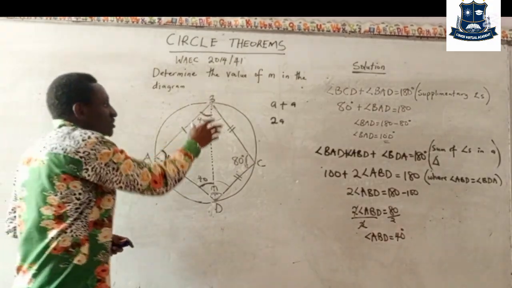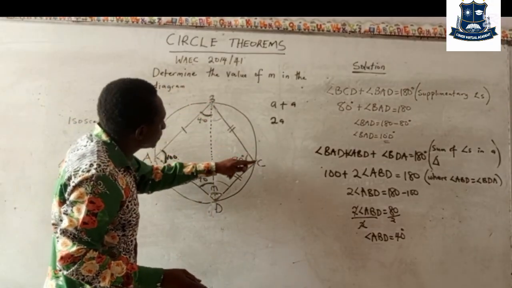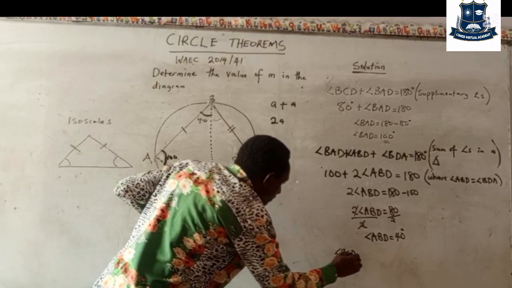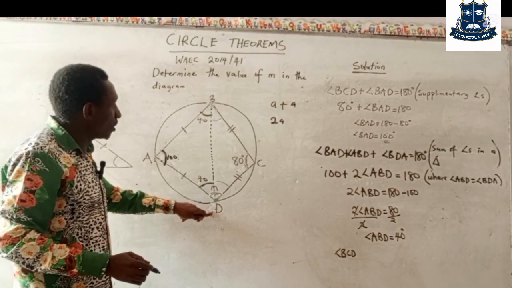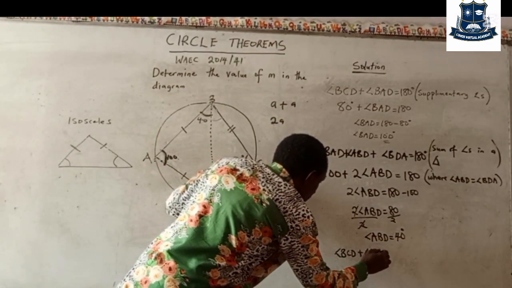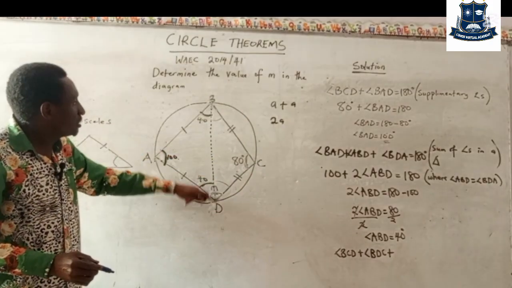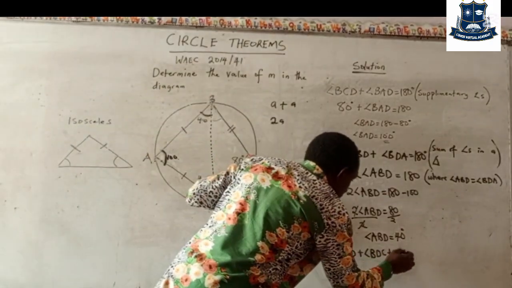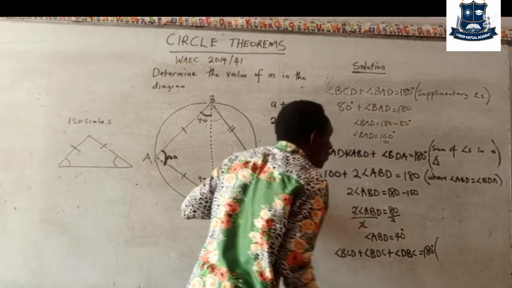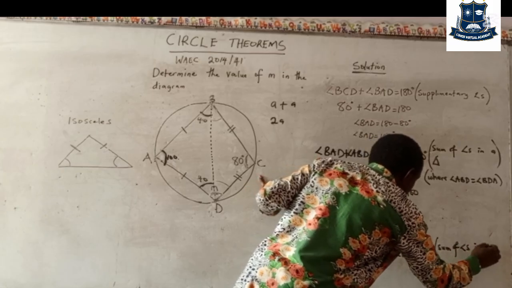That's also another isosceles triangle. So I can say angle BCD plus angle BDC plus angle DBC all equals 180 degrees. Why? Sum of angles in a triangle.